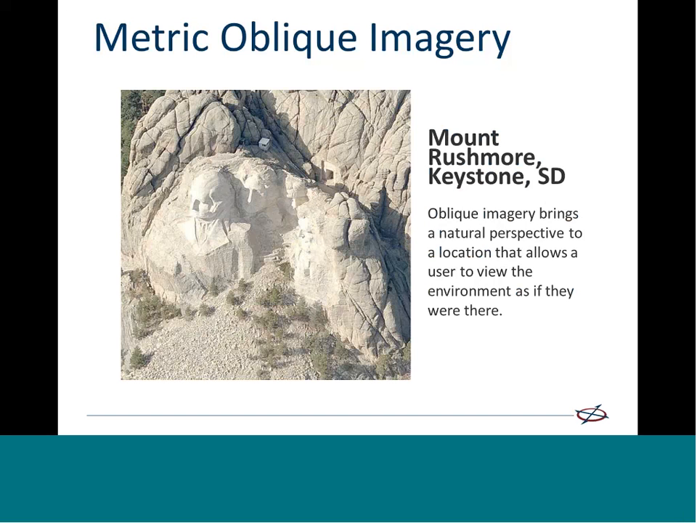Now, the key difference between a metric oblique and a normal oblique is that every pixel within this image is measurable. So it's not just a distance or an area that I could accurately extract from this image, but I can also measure heights as well. And once again, that certainly has a play in the pipeline integrity space when we're looking at buildings. So once again, this is just one perspective.